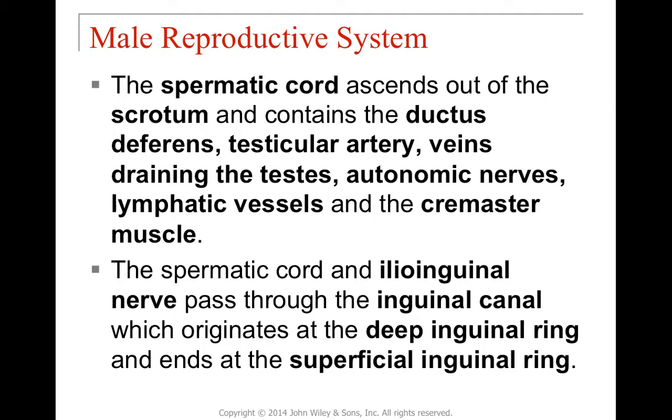So we have that spermatic cord, again, that's going to come up from the scrotum. It's going to contain in it the vas deferens, but it's also going to have a lot of vasculature. So it's got the testicular artery, veins that are going to be coming out of the testes, also a lot of nervous system, right? So autonomic nerves and lymphatic tissue as well. And it also has that cremaster muscle, right? The cremaster muscle is going to be responsible for pulling the testes up if you end up cold or injured or something like that. So that spermatic cord is also going to run right alongside the ilioinguinal nerve.